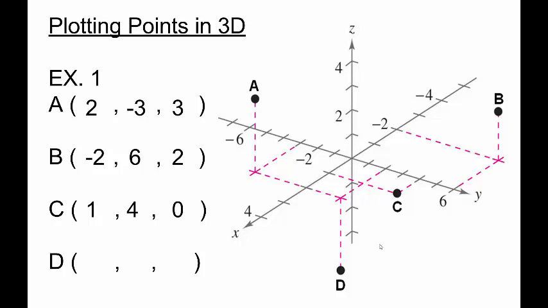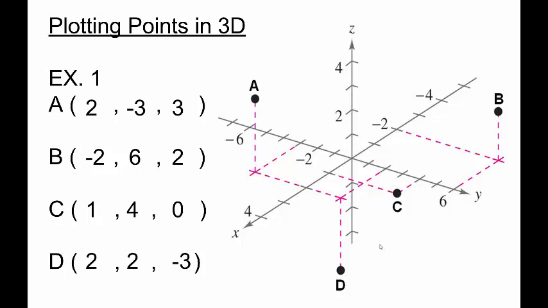Okay, now for point D, came forward 2 spaces on the x-axis, right 2 spaces on the y-axis, and then down. If I take my finger and measure about how far down D is, and then compare that to the z-axis, that looks to be about -3.